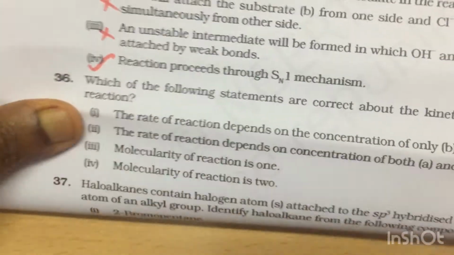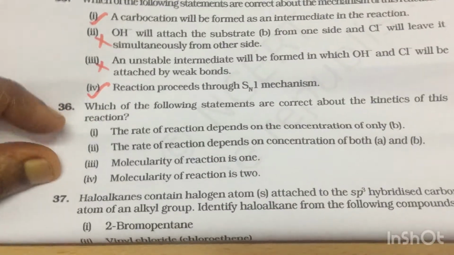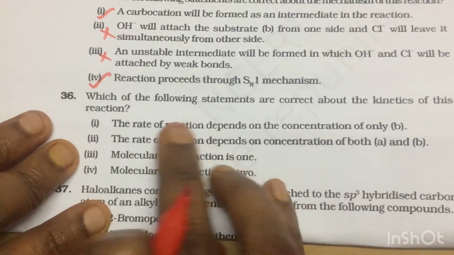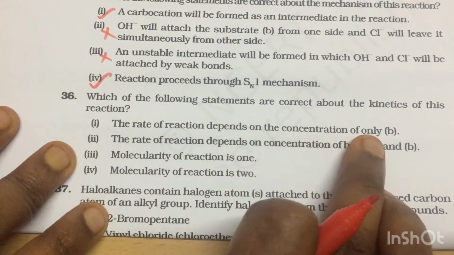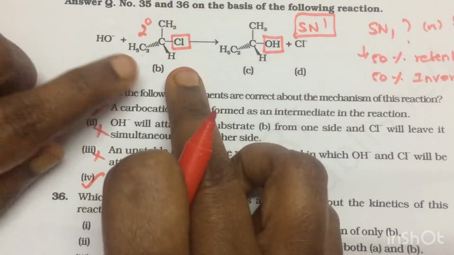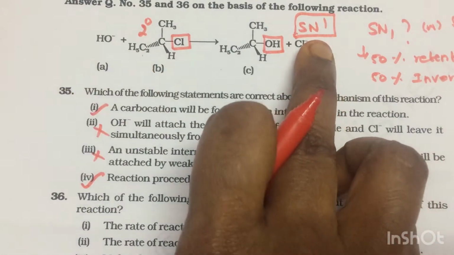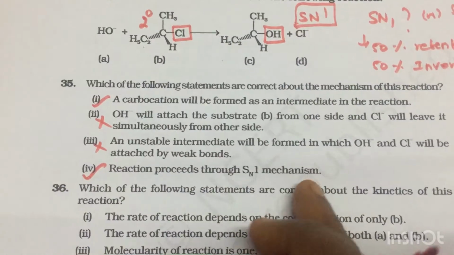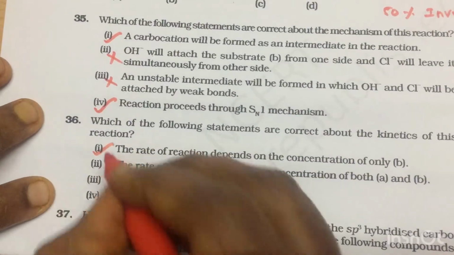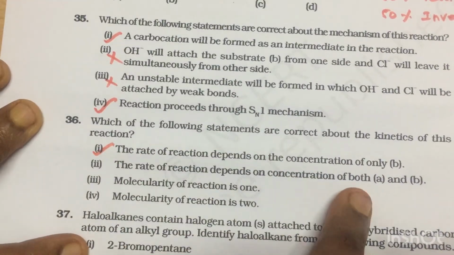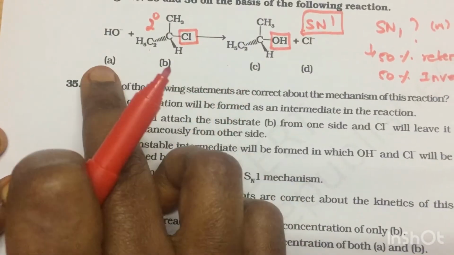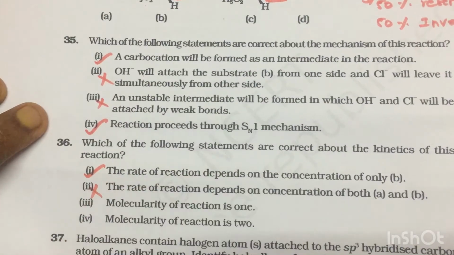Which of the following statements are correct about the kinetics of the reaction? The reaction rate depends on the concentration of only B. Yes, since it is an SN1 mechanism, as I told you before, the rate of the reaction only depends on the alkyl halide. Yes, this is true. The rate of the reaction depends on the concentration of both A and B. No, it is only for SN2 mechanism. So for this reaction, it is not correct.